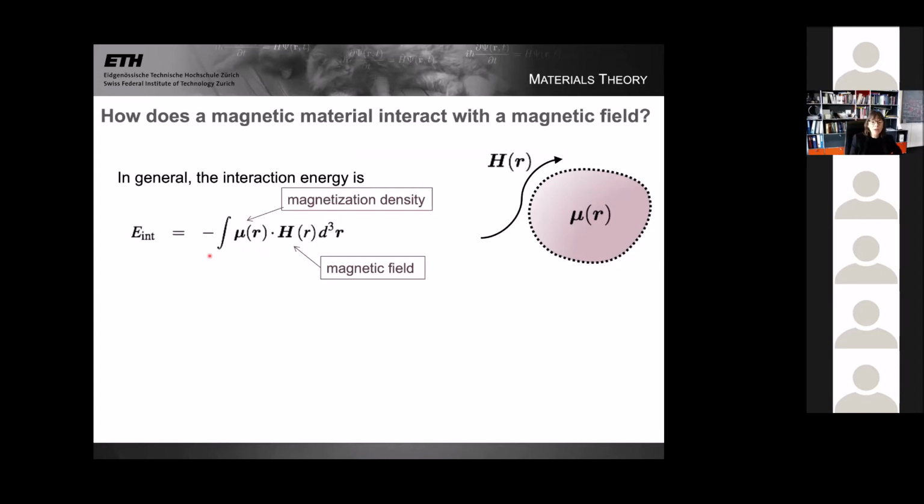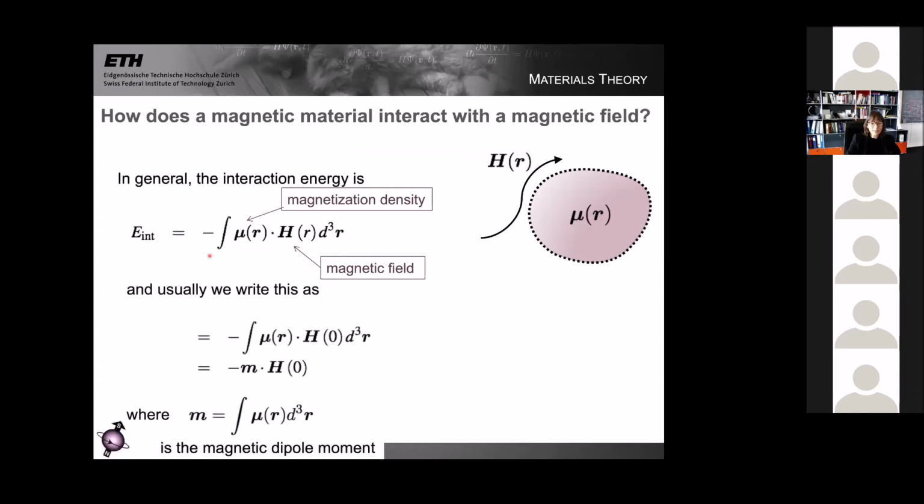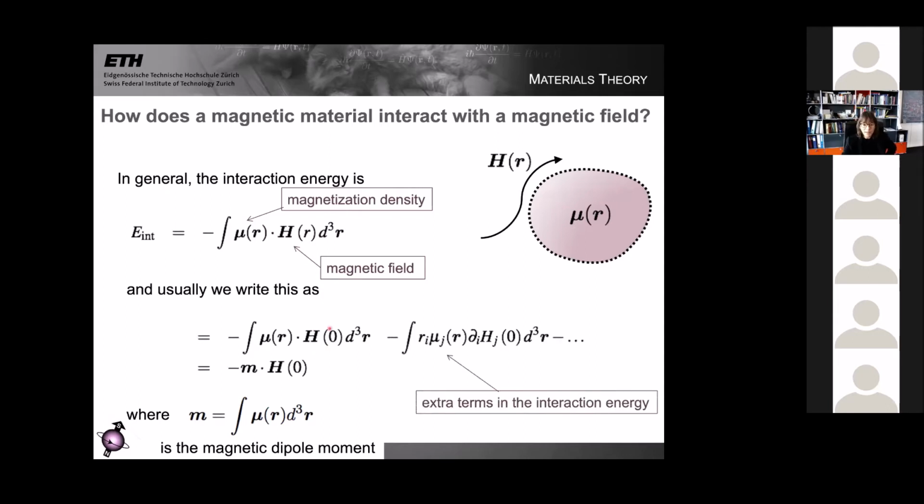Normally we're a bit lazy and we write this as the integral of the magnetization density times some uniform field, or just the magnetic dipole moment m times the uniform field, where m, the magnetic dipole moment, is the integral of the magnetization density over all space. And for 99% of our magnetic phenomena and our magnetic devices, we can describe it at this level. This is totally a valid approximation. But of course, it doesn't work if there's any spatial variation in the magnetic field.